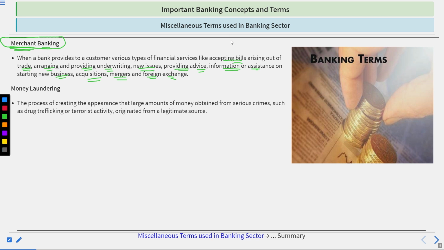Like the bills that arise during trade: those bills are accepted by the bank, and the bank provides the guarantee of paying those bills and accepting them under underwriting. Issuing new bills, providing various business advice to a customer engaged in business or trade, providing advice, information, or some kind of assistance to a person to start a new business, to acquire something, to merge a company with another company, and holding foreign exchange to facilitate export and import. When all these things happen, then it becomes merchant banking.